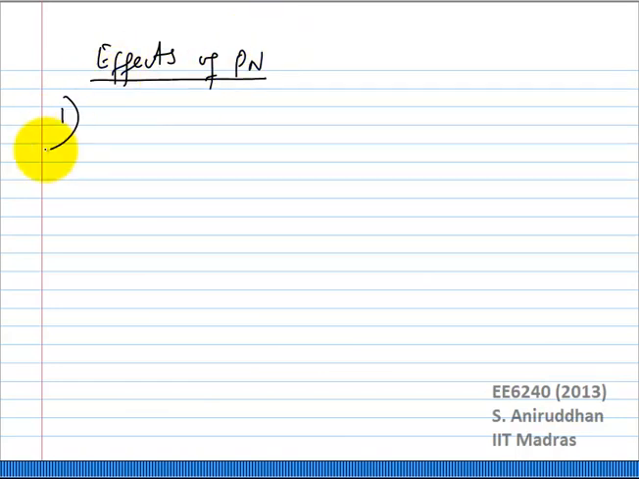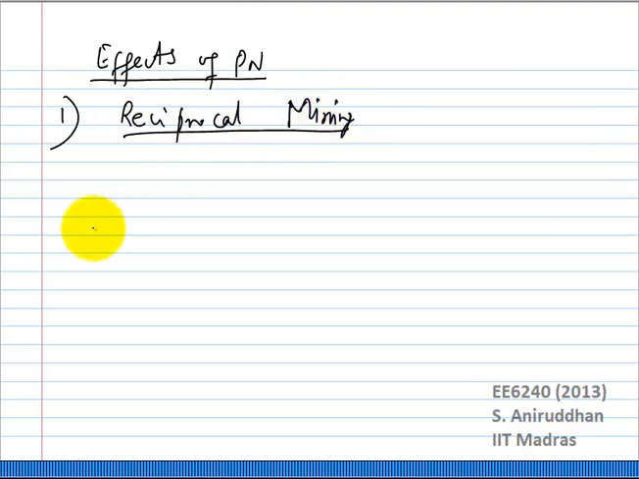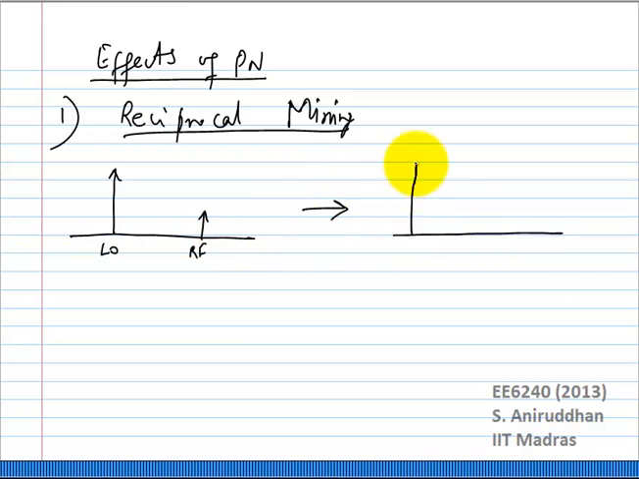So let us take a simple mixing action. So this particular effect is called reciprocal mixing. Okay. So suppose I have an ideal LO, which is being mixed with the desired RF signal, to translate the signal down in frequency in a receiver. So let us say it goes to maybe some IF frequency. Correct? All well and good.